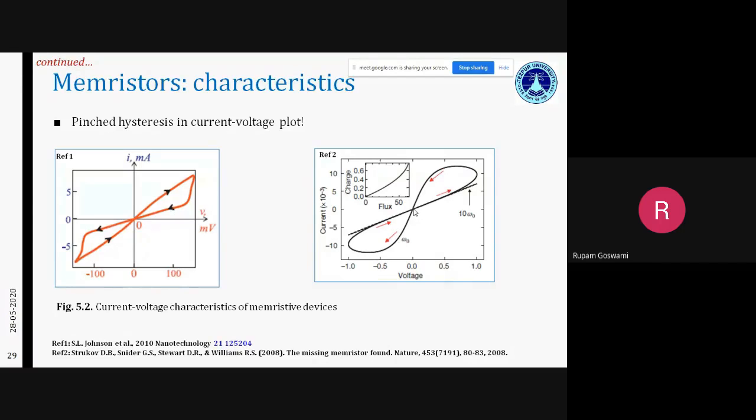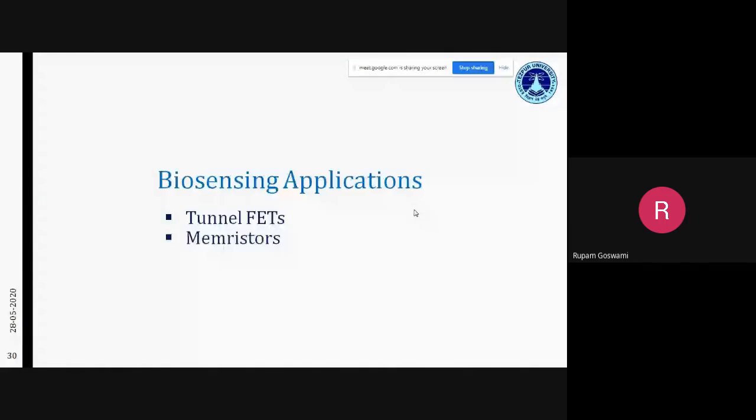So these are examples of the characteristics, and we will discuss a specific and very interesting application of memristors in the next section. In the upcoming section, I wanted to take up biosensing applications because they are very trending. We have been working on some biosensing applications using TFETs and memristors. These are quite interesting, particularly in the case of memristors, where we discovered a very interesting property of protein-containing food items. So we will discuss these points.